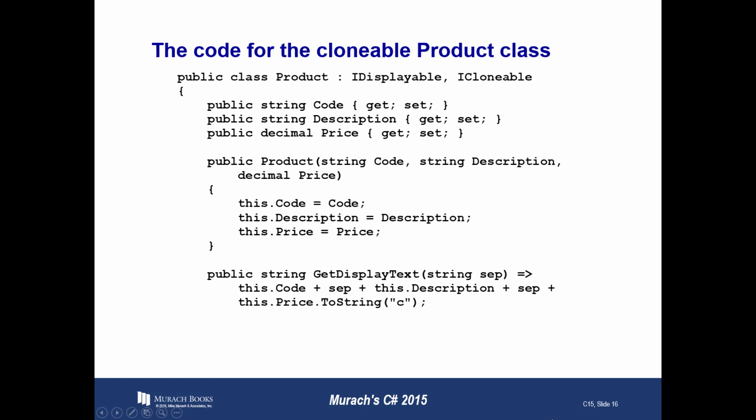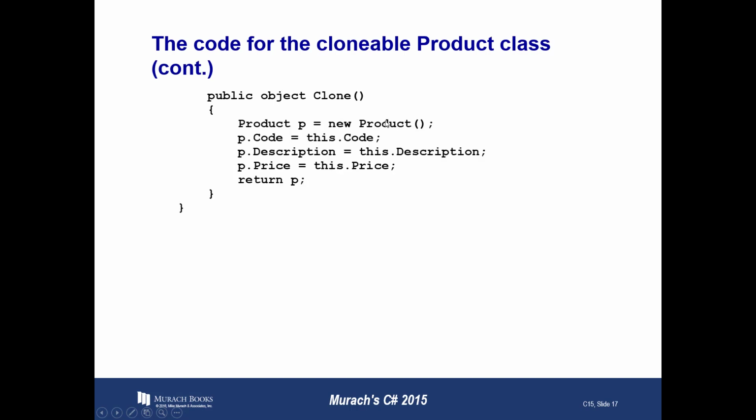The code for the cloneable product class, now remember, cloneable. What's different from this as opposed to what we saw before? The answer is twofold. It is implementing the IDisplayable interface, and it is implementing the ICloneable interface. So how do we clone? Basically, when you clone, you're making an exact copy.